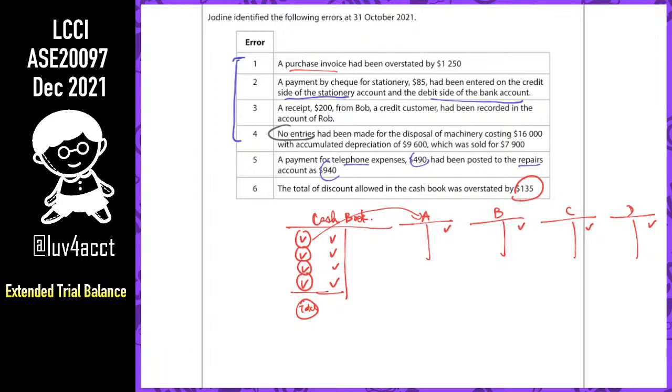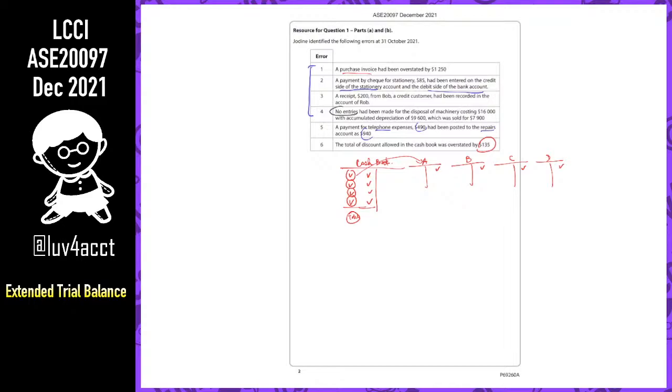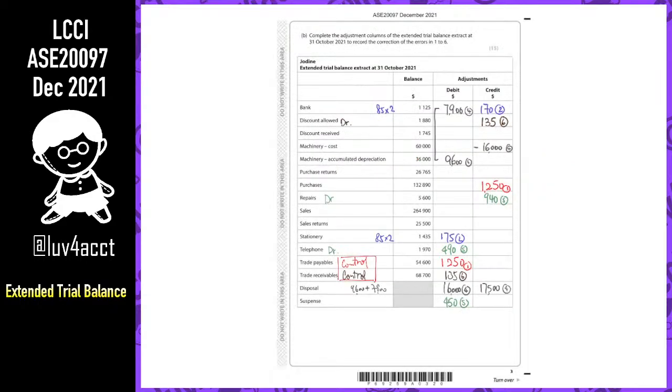Personally, I think in this question it is not very clearly stated which method is being used. We are just making assumptions according to what these questions are usually like. Anyway, we have finished this 15 marks extended trial balance.